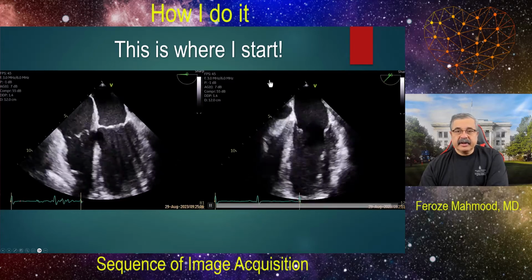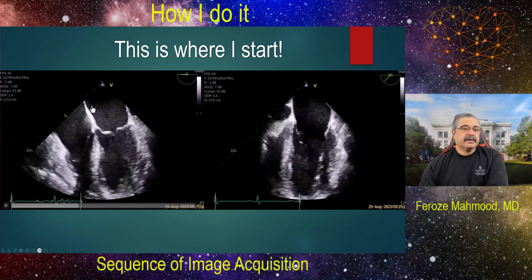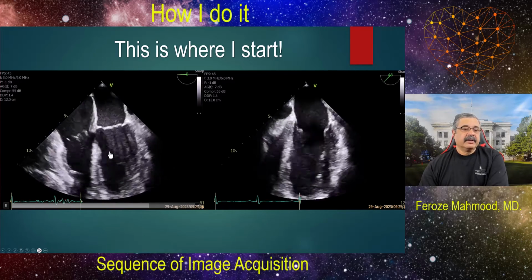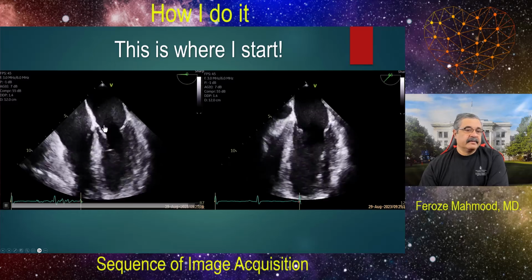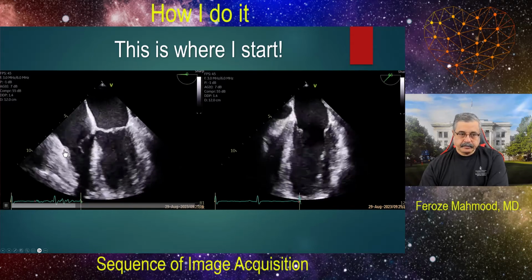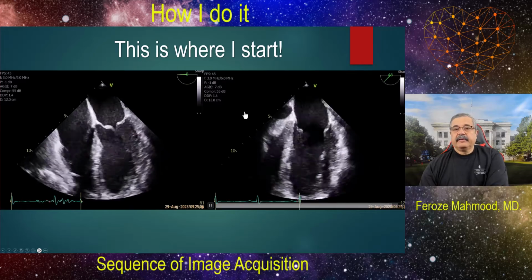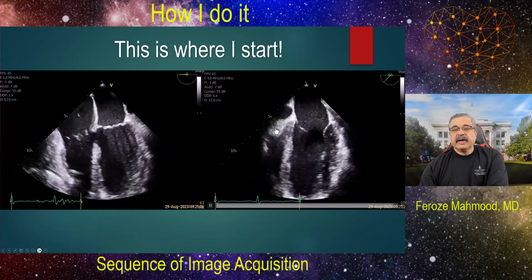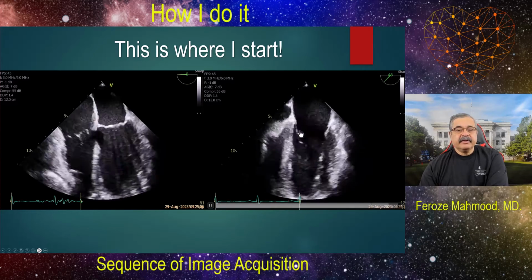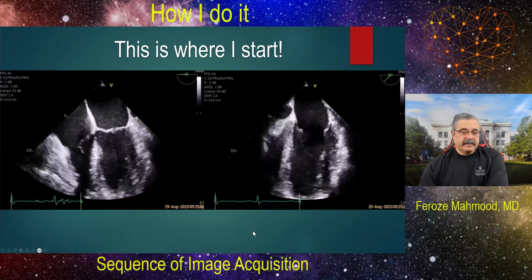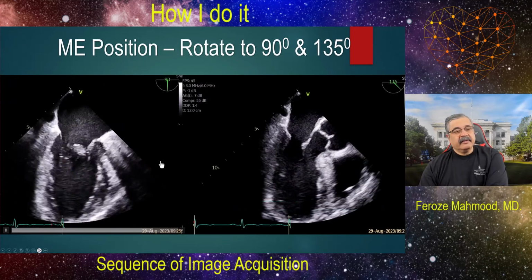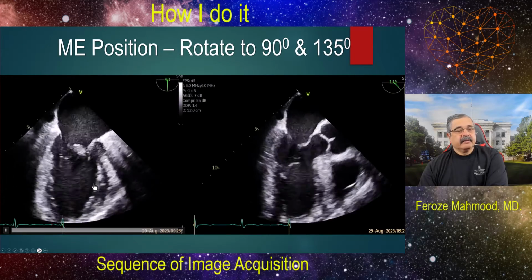This is 0 degrees, mid-esophageal four-chamber. Look at the septum, the right atrium, left atrium, right ventricle, and the left ventricle, tricuspid and the mitral valve, and I'm looking at the portion of the coronary sinus over here. Next, we rotate to 45 degrees to get one of the most important views, the transcommissural view, where you look at the P3, A2, and P1 segments.